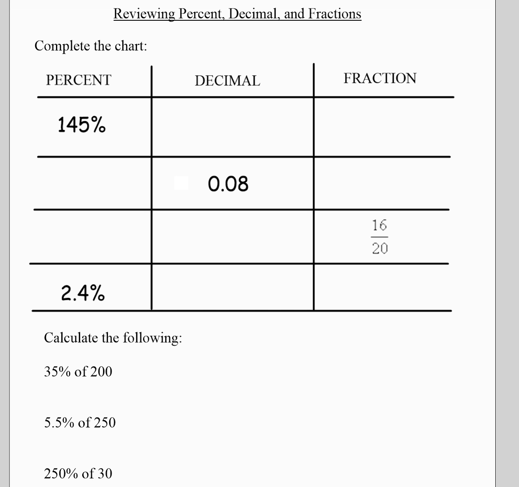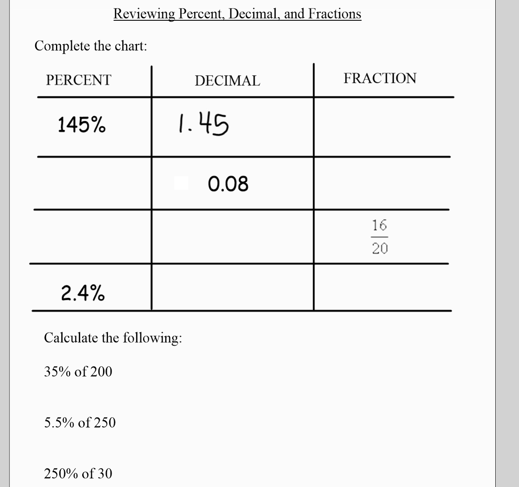So this video is a review of how to convert between fractions, decimals, and percents. So if we look at the very first row, 145%, remember that percent means per hundred. So to turn that into a decimal, we divide by 100, or we can move the decimal place 2 places to the left, and we can get 1.45.